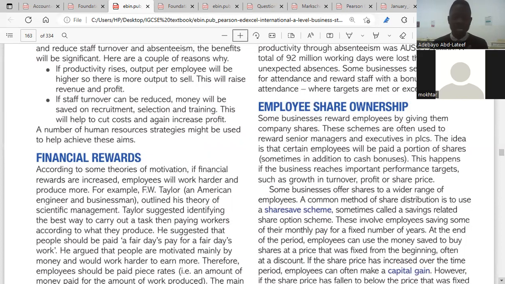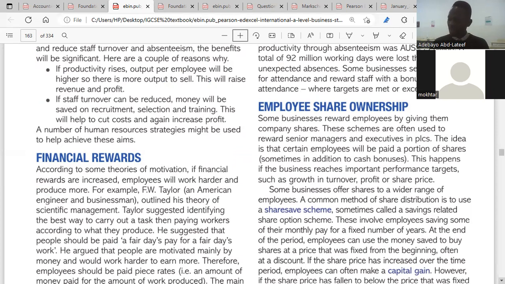The first way in which business can do this is through financial rewards. I wrote, if financial rewards are increased, employees will work harder and produce more. According to Taylor's theory, the best way to carry out a task is to pay workers according to what they produce. If workers are paid according to what they produce, they might want to produce more, and that will increase productivity.